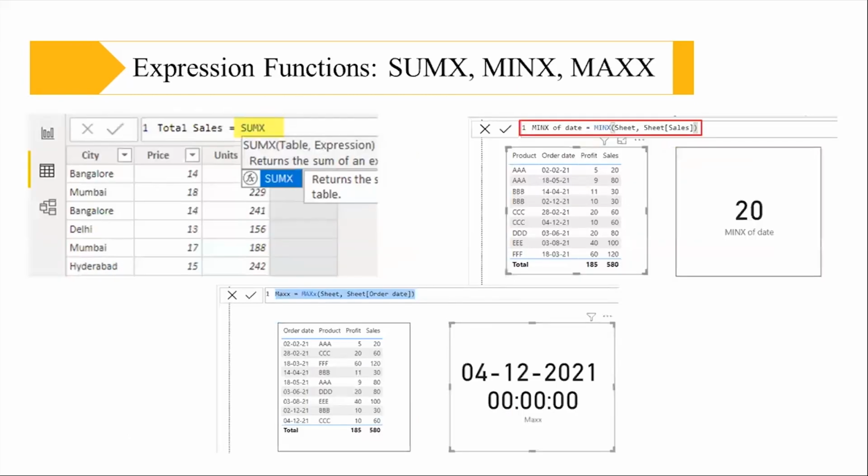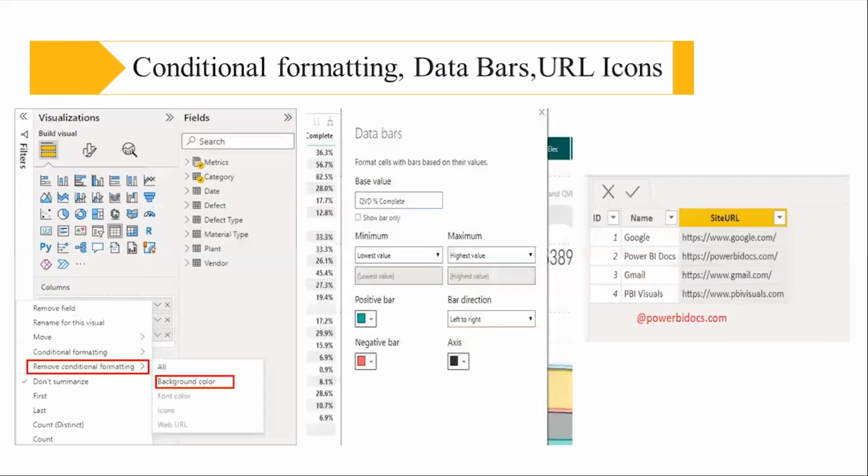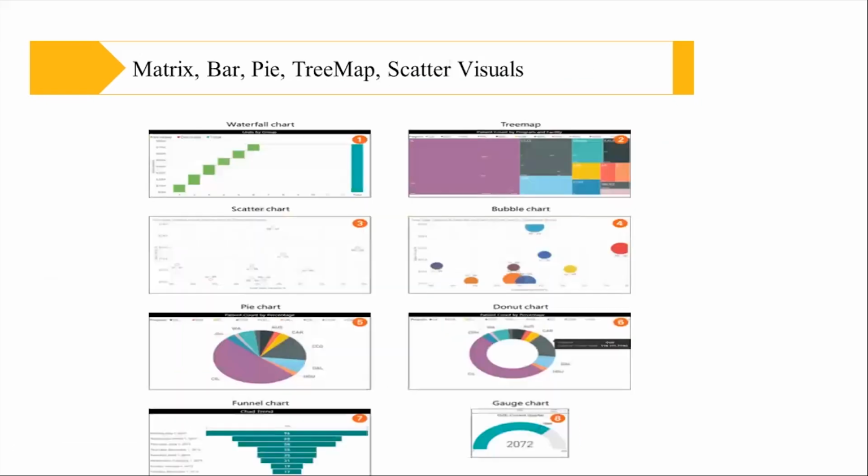expression. Now this SUMX is something which is the sum of all the tables which you have. Max is finding the max out of the complete table and all of that. Then you can create a table visualization out of it where you can put all the data across, or you can have all the conditional formatting of data bars, URL, matrix, pie, whatever donut charts you want to create, a scatter plot, a waterfall chart, a tree, a bubble chart, or anything of that sort.